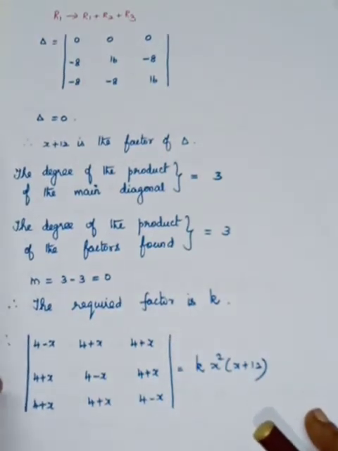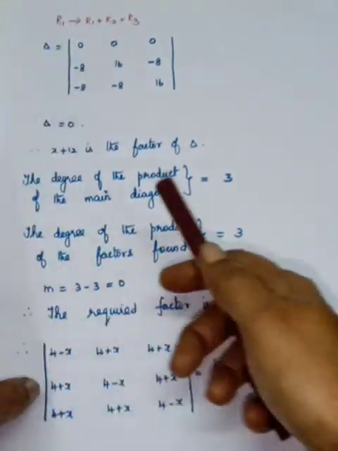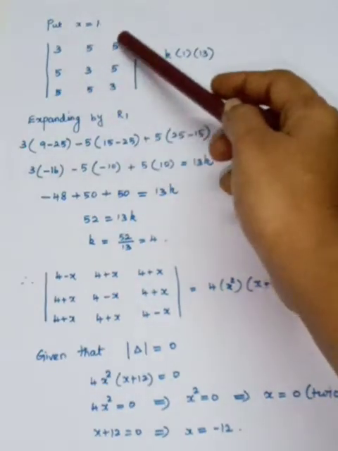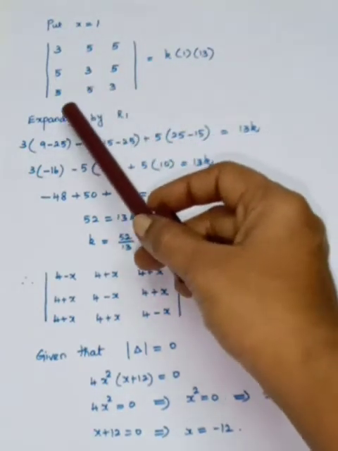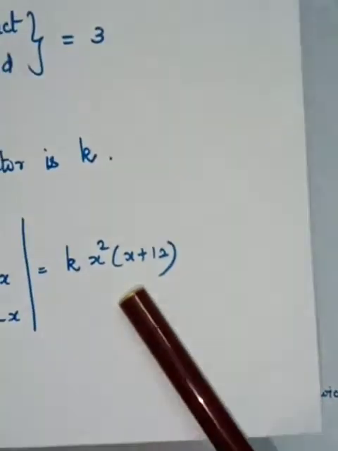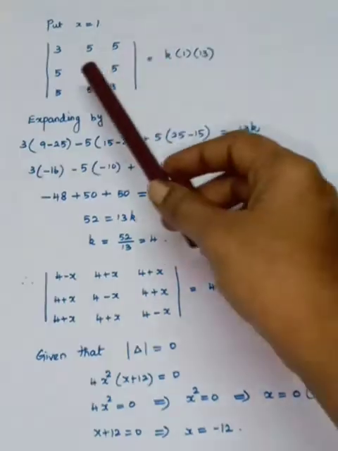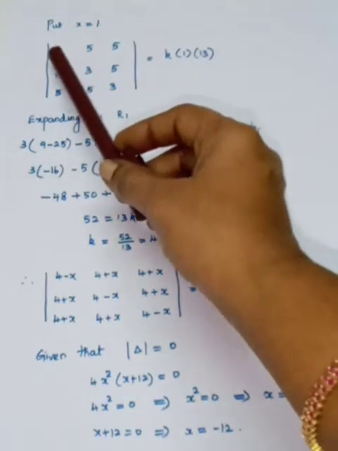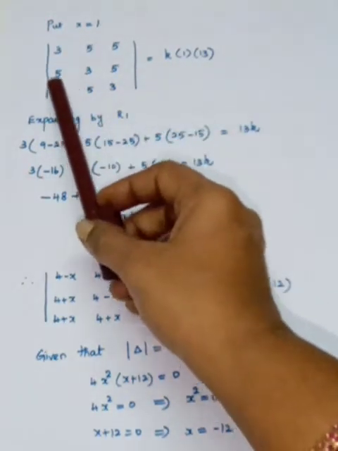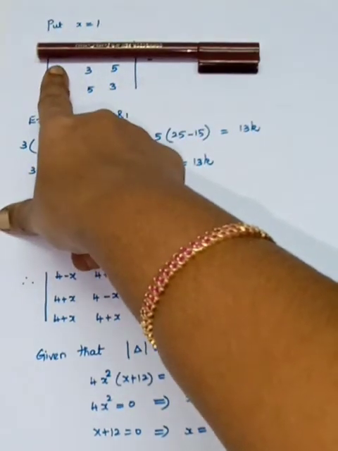If you substitute x is equal to 1, 4 minus x will become 3 and 4 plus x will become 5. So therefore 3, 5, 5, 5, 3, 5, 5, 5, 3, that is equal to k into, what is your x? X is 1 and here 1 plus 12, that is 13. So when you expand by R1, so 3 into, delete the first row and the first column. Here you will have 3 3s or 9.